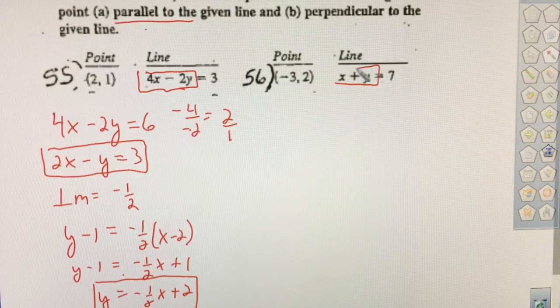Here is the parallel line, so it's going to equal that. So it's going to be x plus y equals some digit, and I find that digit out by plugging in the negative 3 and the 2. Negative 3 plus 2 is going to equal negative 1. That's the equation of the parallel line. Part B, oh, by the way, this is part A, and this is part B.